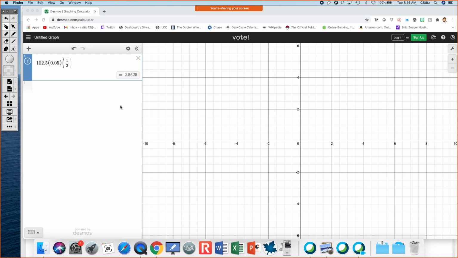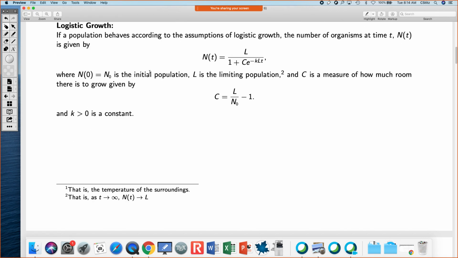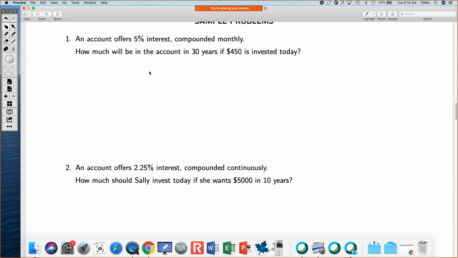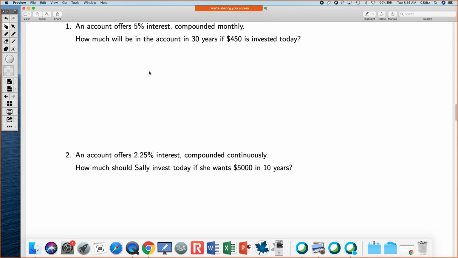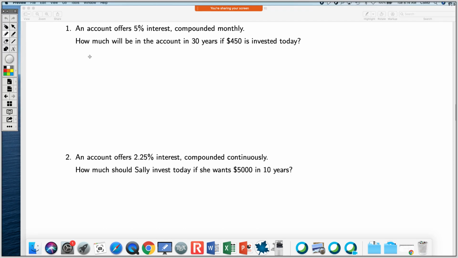Oops. So let's do an example here. So here's the formula. An account offers 5% interest compounded monthly. How much will be in the account in 30 years if $450 is invested today? Okay, so we've got our compound interest formula: A equals P times (1 plus R over N) to the NT.